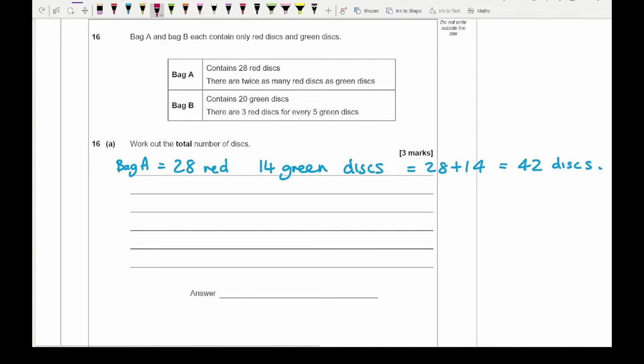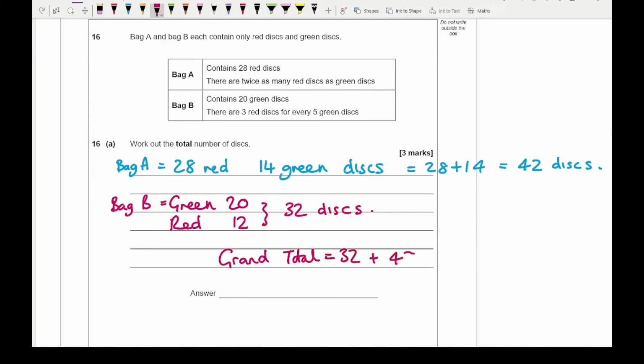Then moving on to bag B, it says we've got 20 green discs and for every 5 green discs there are 3 red discs. So here, how many 5s go into 20? Well, that's going to be 4. So the green discs are 20 and the red discs is going to be 20 divided by 5, which is 4, times 3, which is 12. So that gives us a total of 32 discs. So then the grand total is going to be 32 plus 42, which gives us an answer of 74.